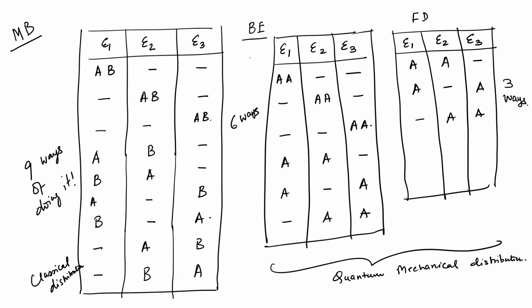and these 2 are the quantum mechanical distribution. Okay. But we will show that both the quantum mechanical distributions, that is both BE and FD distributions, they actually boil down to the classical distribution, either at large temperature or in presence of low density of particles. But let us first write down the partition function.